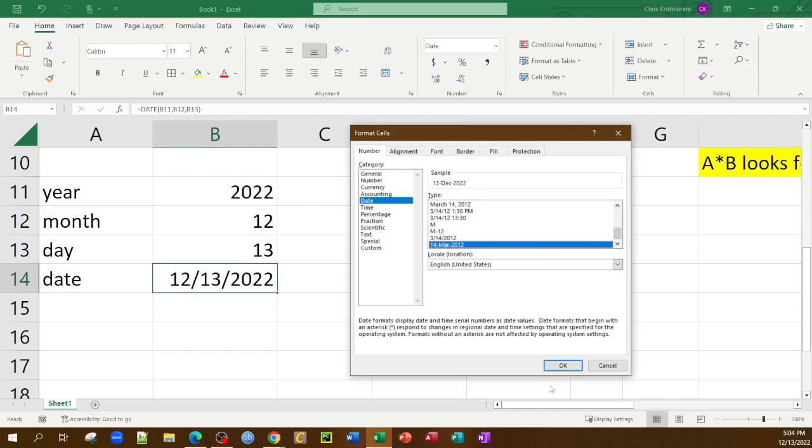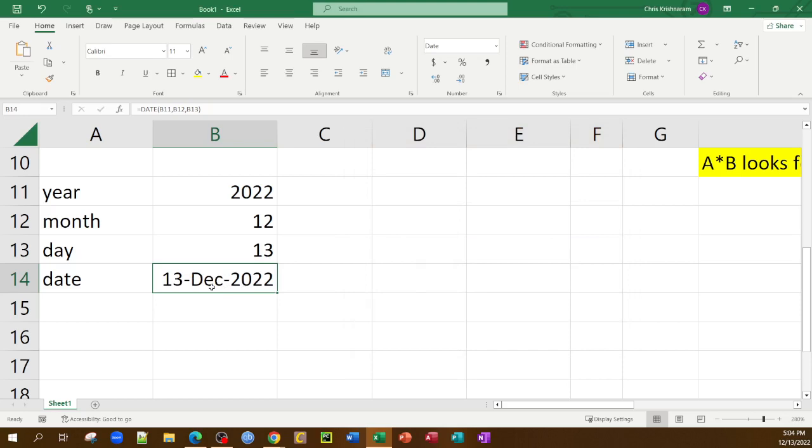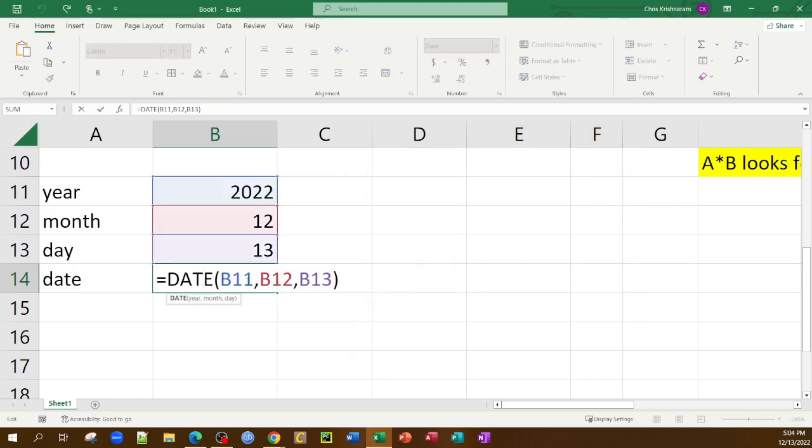Good. So this one has the day first. So 13th of December 2022. So that's how this function here works.